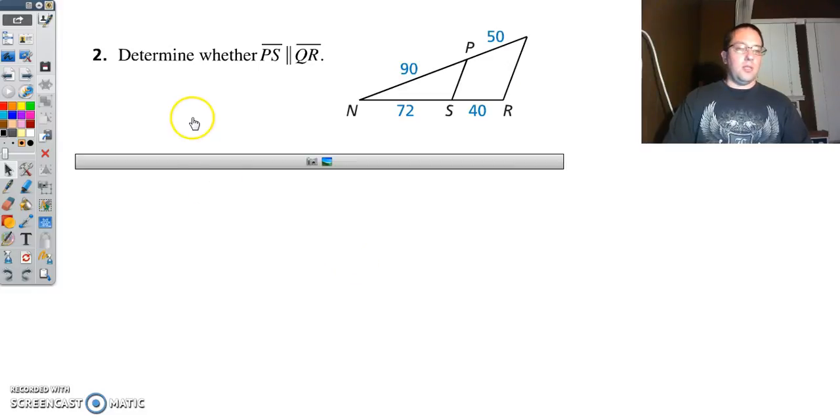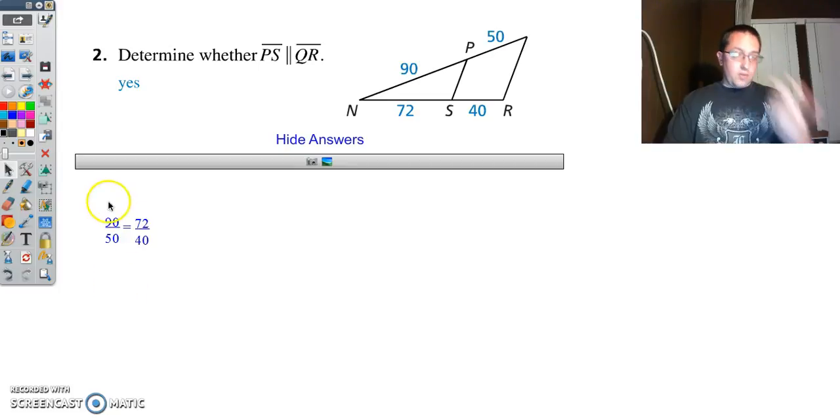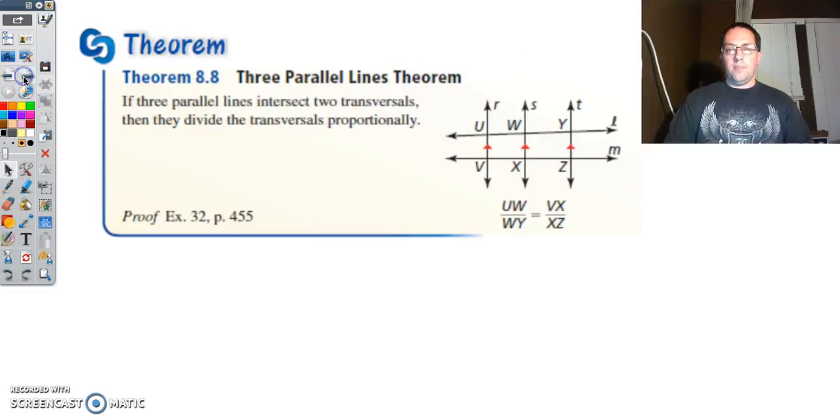All right, let's see here. You should have said yes, they are. Set up a proportion. We have 90 over 50, PN to QP, and 72 to 40, and those are proportional. The first is divided by 10, quite obviously 9/5. Here, these are both divisible by 8, so again, 9/5.